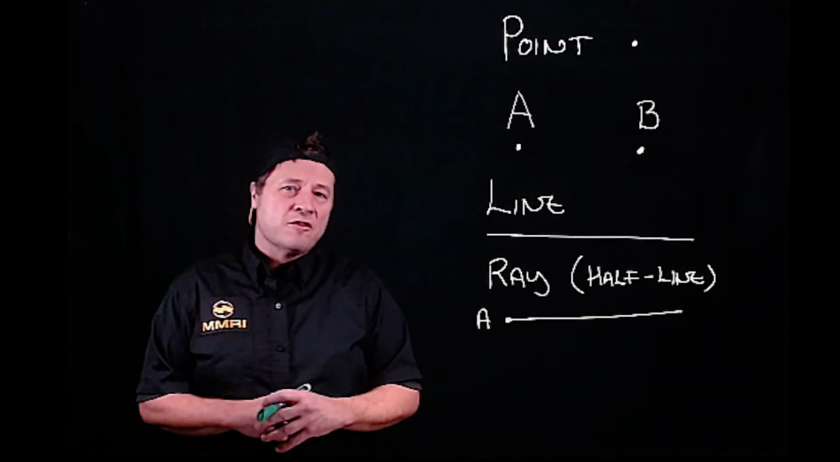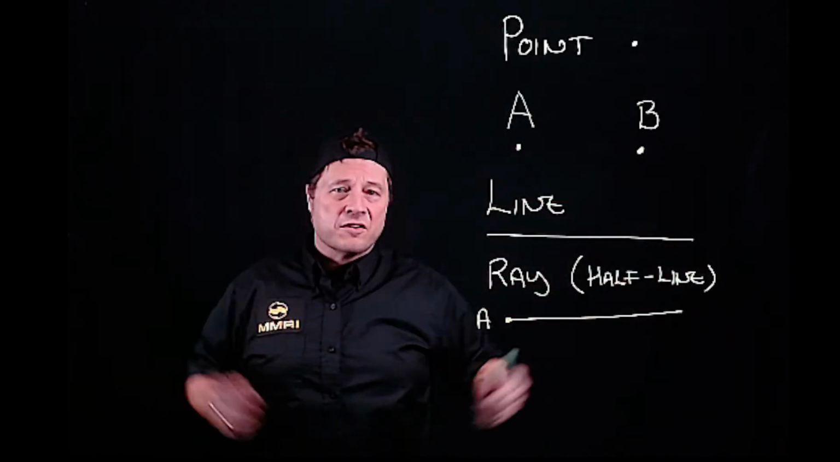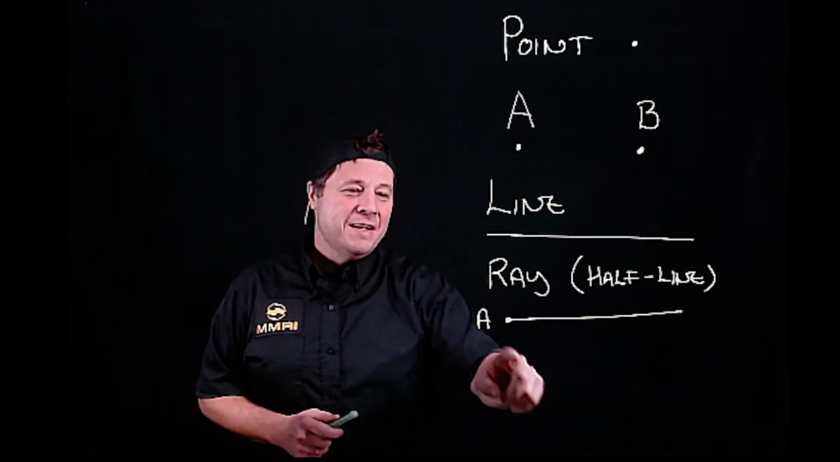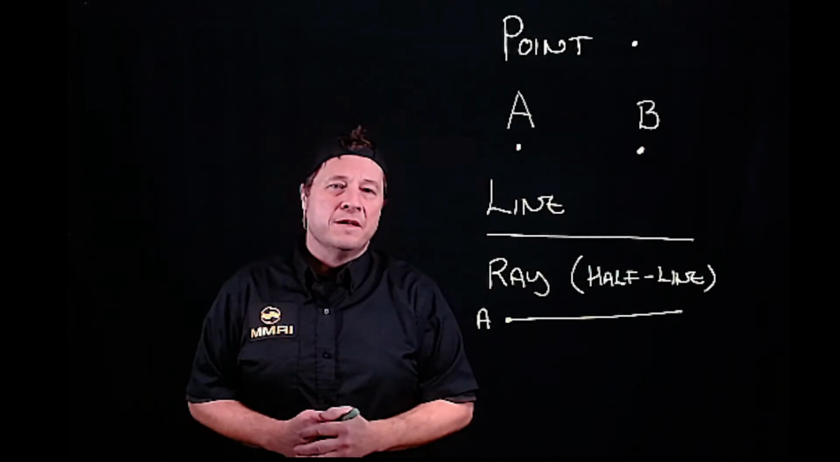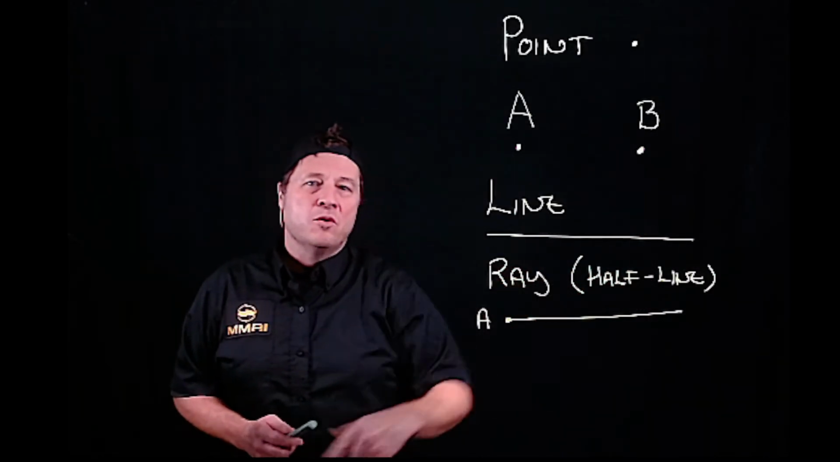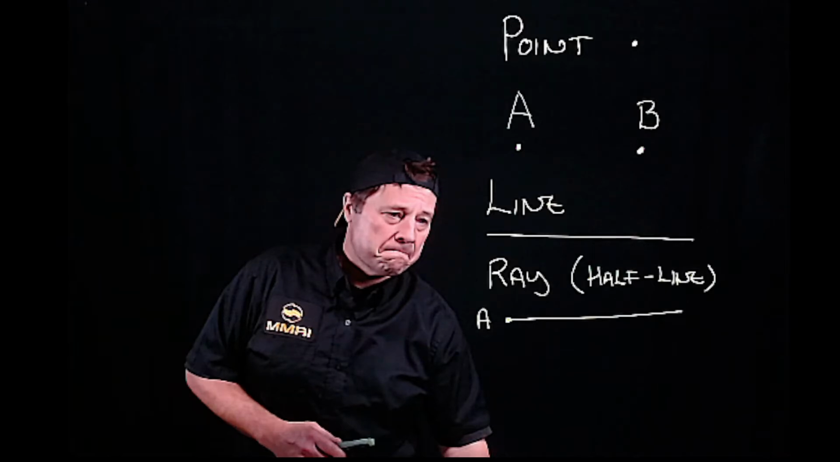So if you ever hear the term a half line, we know that a line extends forever in both directions. So a half line would only extend forever in one direction, right? It has a starting point. Okay, so just if you ever hear that term half line, we're talking about a ray. Okay, all right.